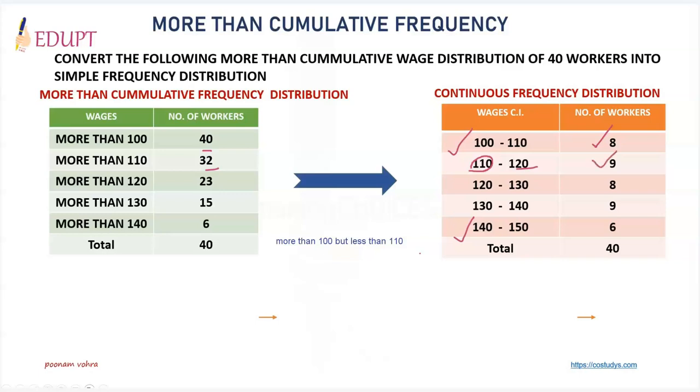And so on, we can find out. And finally, we see that more than 140, there are only 6 workers. So the last class interval showing 140 to 150 will have 6 workers. And the total of all would be 40.